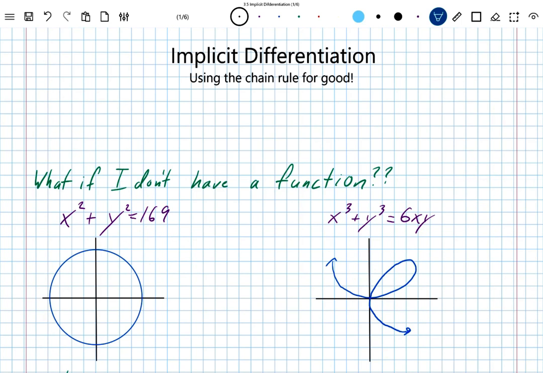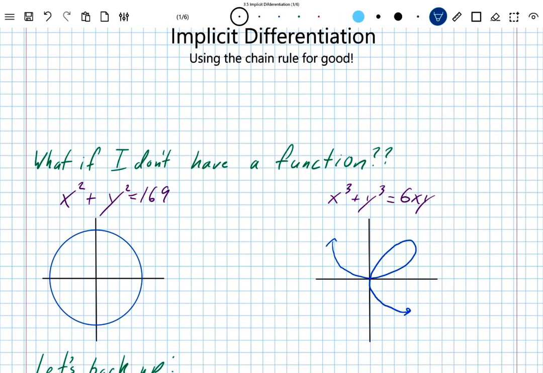Okay, so here's the setup, the way I'm going to try to introduce this. What if I don't have a function? What if I just have an equation? Something like x squared plus y squared equals 169. So that would be, I hope you know, a circle, and a circle where the radius is the square root of 169, also known as 13.